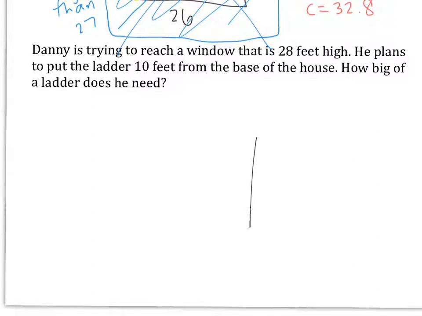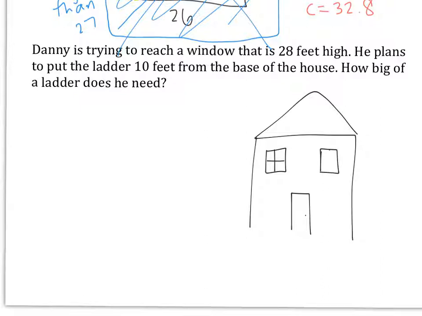So we know we need a house drawn. So here's going to be the house. Got a little door there, got some windows. There's the house. And so we know he plans to put a ladder 10 feet from the base of the house. So this is 10 feet. How big of a ladder does he, oh wait, he wants to reach a window. It's 28 feet high. So this will be the window he's trying to reach, and that's 28 feet high. I missed that. I should probably draw this a little bit better to scale. So this is 10. It's probably not going to be quite as long if the other side's 28.